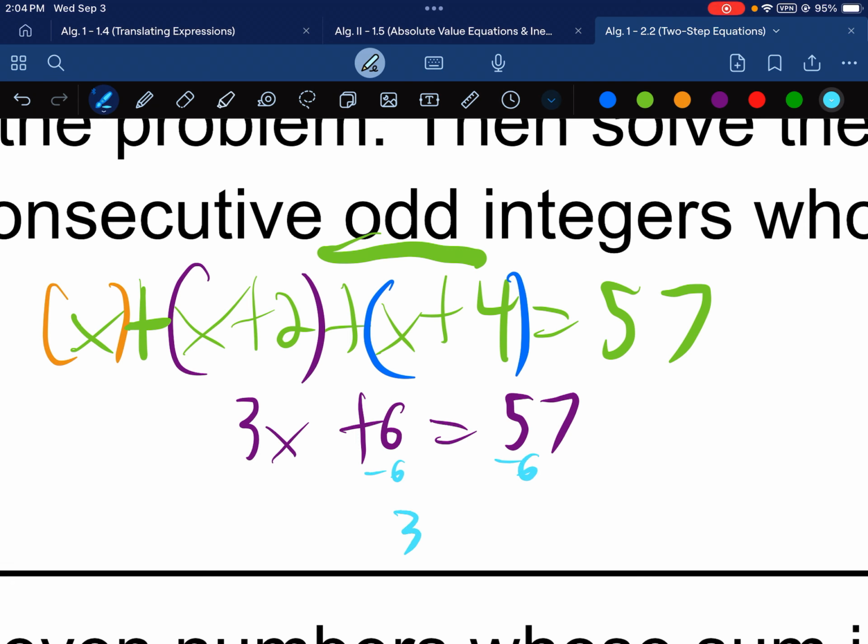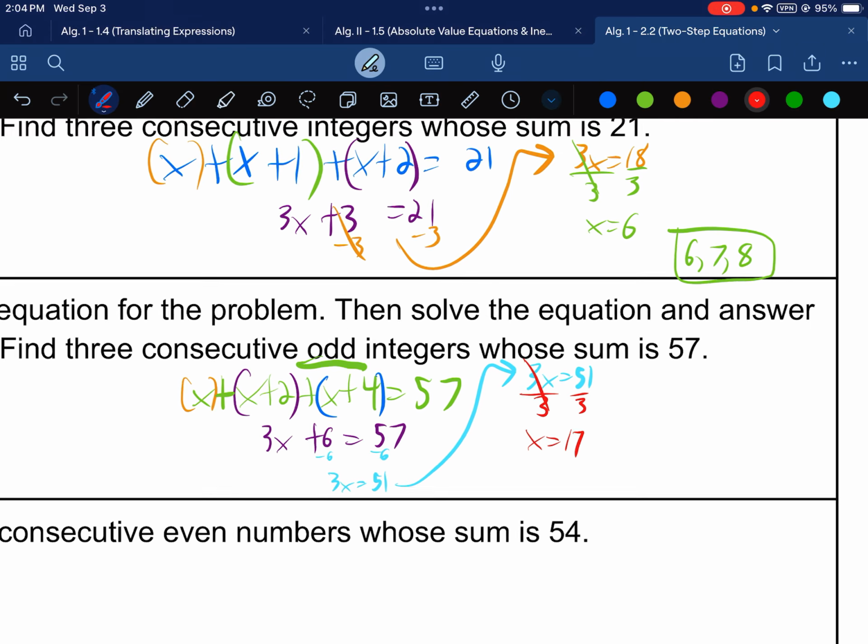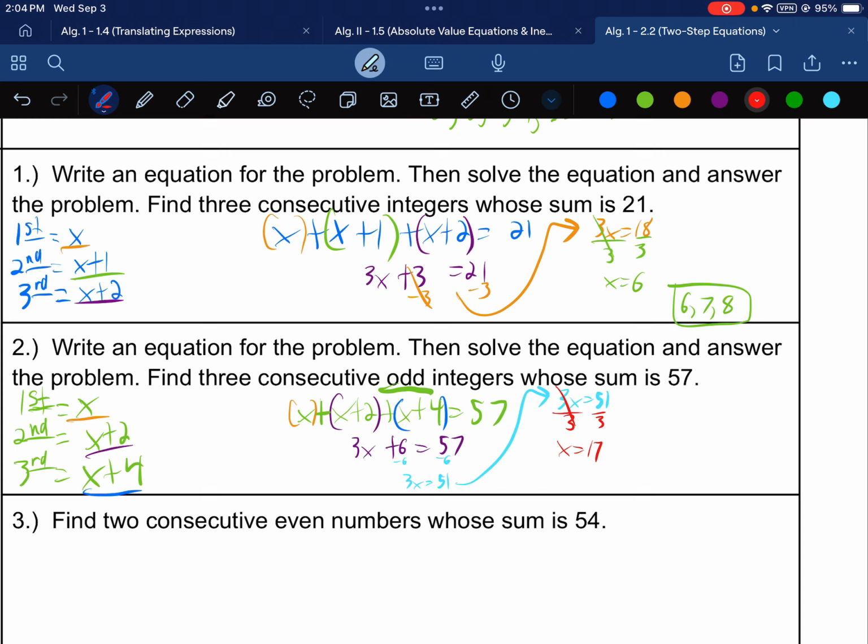Now we're going to go ahead and subtract 6 from each side and get 3x equals 51. I need to go up here because I ran out of room, so I'm just going to rewrite it with no additional math in between right now. Dividing by 3 now to get x by itself gives me x equals 17.